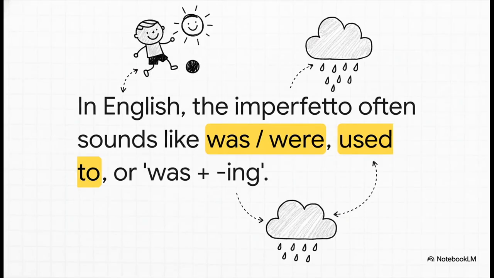And to make this crystal clear, just think about how we say things in English. When you say something like, I used to play outside all the time, or it was raining that day, you're using the imperfecto idea. It's totally the language of nostalgia, of memory, of setting the scene.